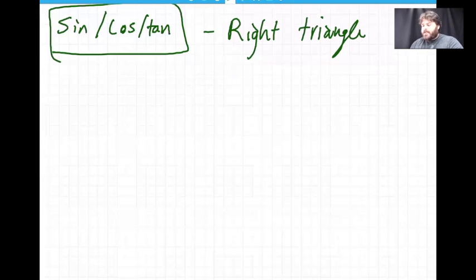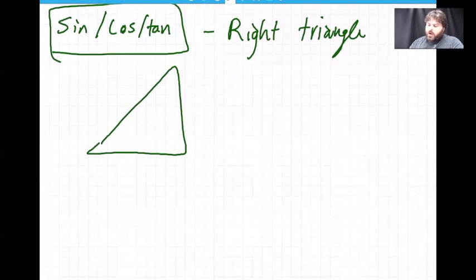So the idea is that if I have a right triangle and I look at one of the angles, not the 90-degree angle, we're going to use this word theta here. That's that Greek letter theta. That's commonly used for angles. This angle theta right here has a perspective. So from its perspective, there's an opposite side, an adjacent side, and a hypotenuse.